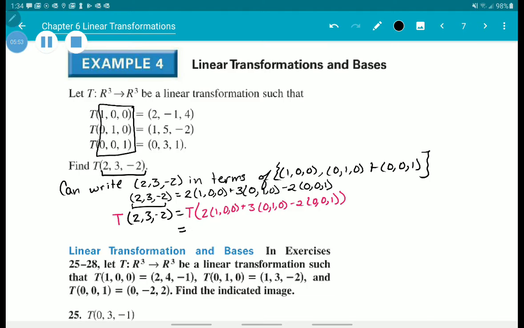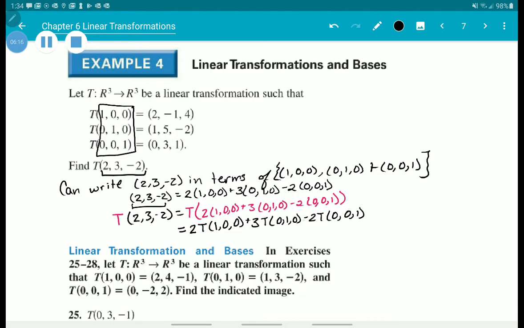So that's the same thing as taking the transformation of each piece. I'm going to go ahead and factor out those constant terms. So I take the transformation of this middle piece here, and that's going to be 3 times the transformation of 0, 1, 0. And then I take the transformation of this last piece, it's going to be negative 2 times the transformation of 0, 0, 1.